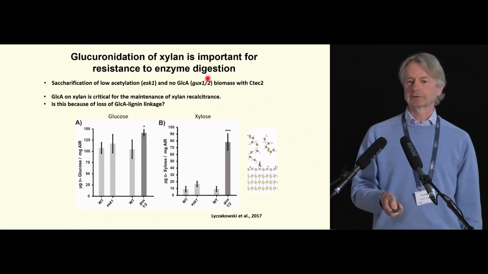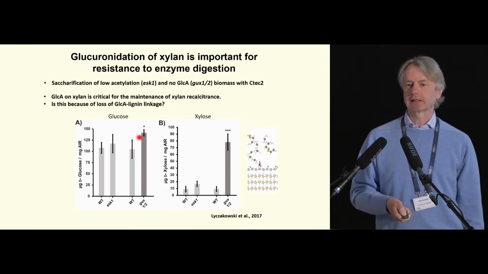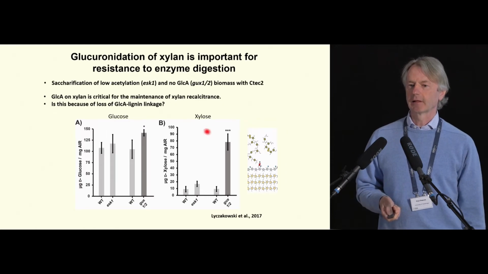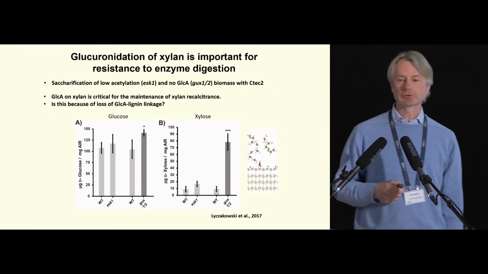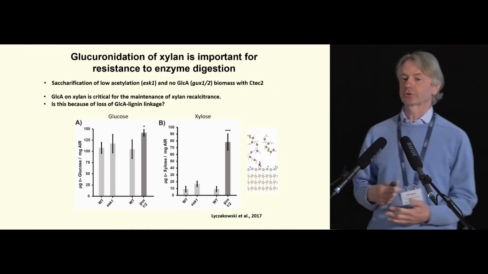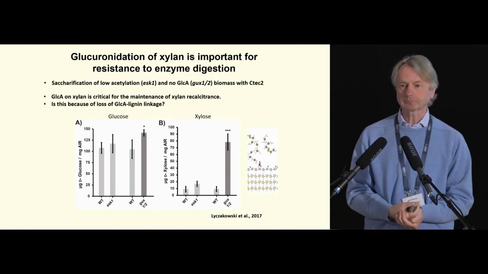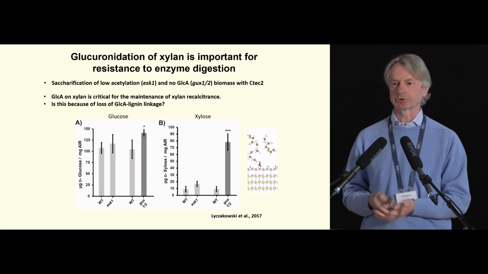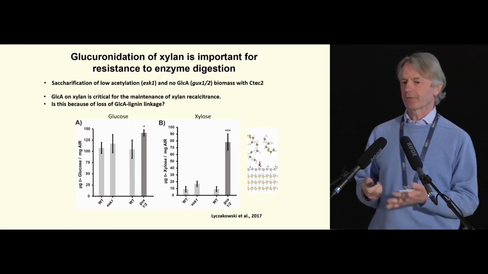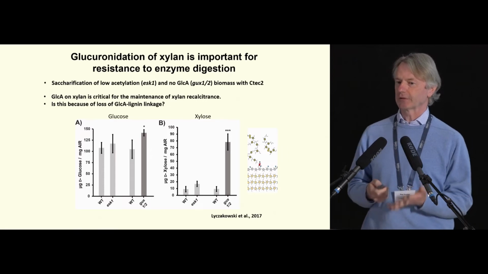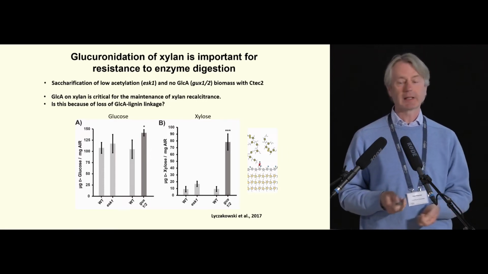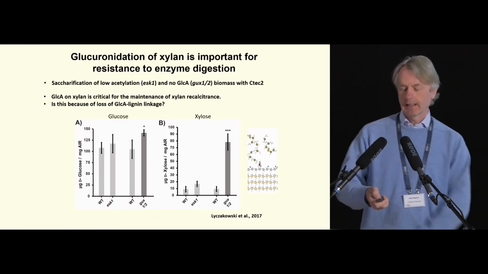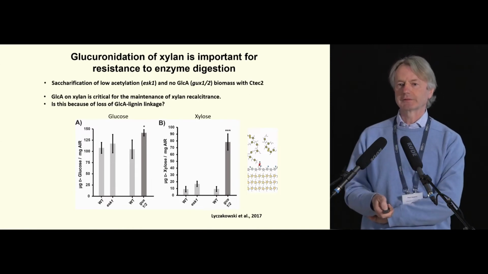We saw marginal differences in the digestibility of cellulose, but the xylan became remarkably digestible, with 7 times as much xylose released. And this is with no chemical pretreatment. Let me emphasize this again. This is just mechanical disruption. So there's something about the glucuronic acid on the xylan that is really important for stopping enzyme digestibility.